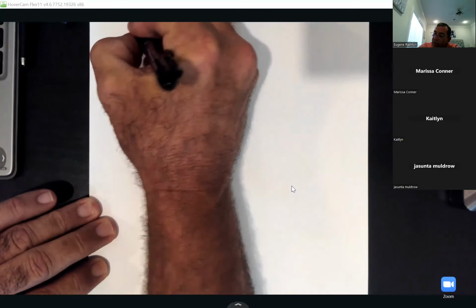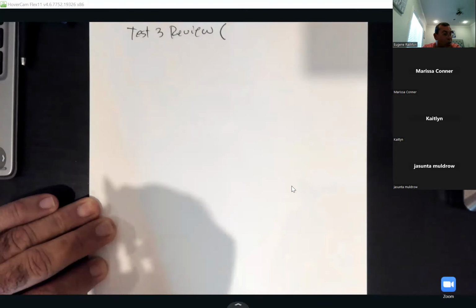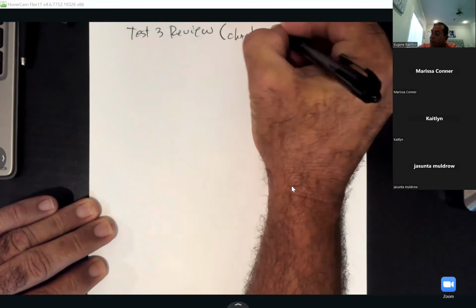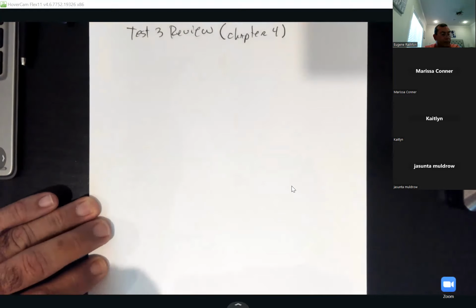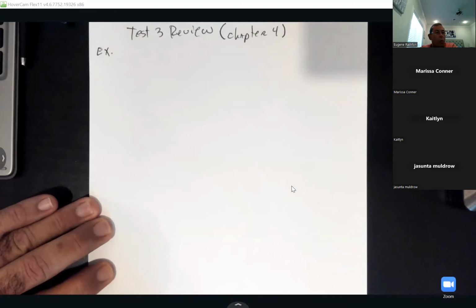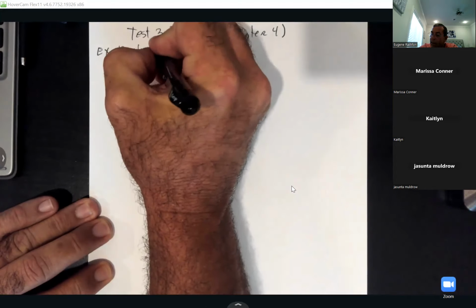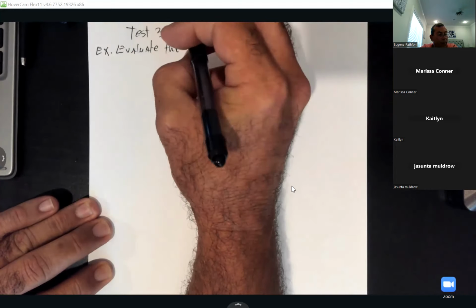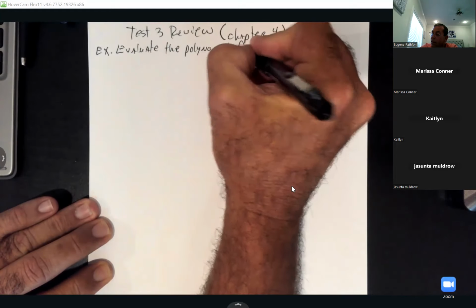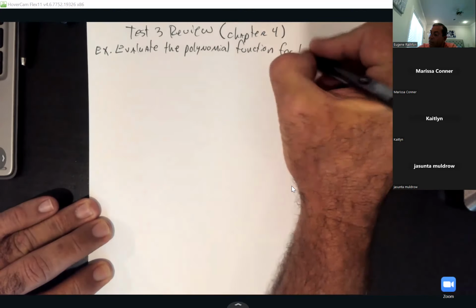Oh, yeah, also, this is our test 3 review. And remember, this goes over our chapter 4 material. Oh, yeah, also, question 1 wants me to evaluate the polynomial for the given values of the variable.